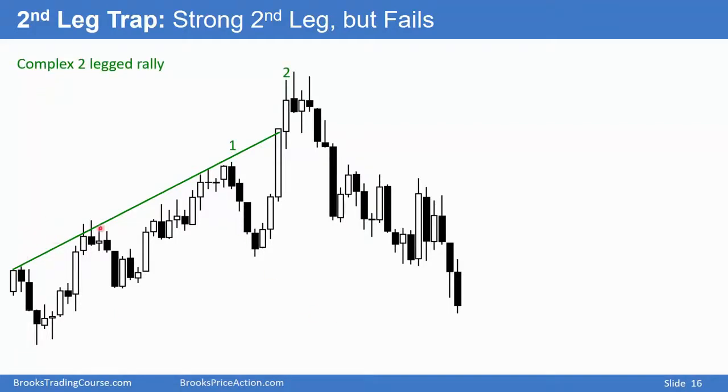Complex two-legged rally. The first leg was a wedge, and then a reversal attempt, and now another breakout, and then a second reversal attempt. You can also call it a complex top if you want. We tried to top out here, it failed. We tried to resume up, and that failed. This then is a second top. The wedge top is the first, this micro double top is the second.